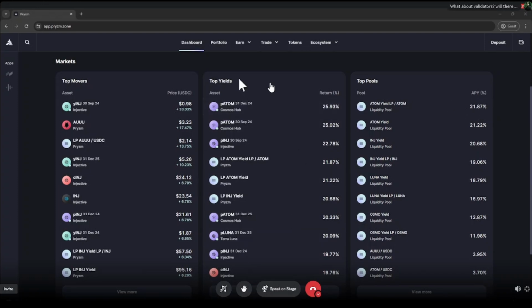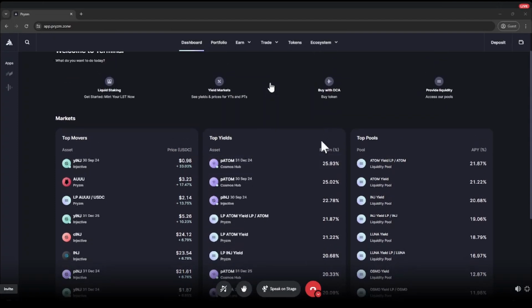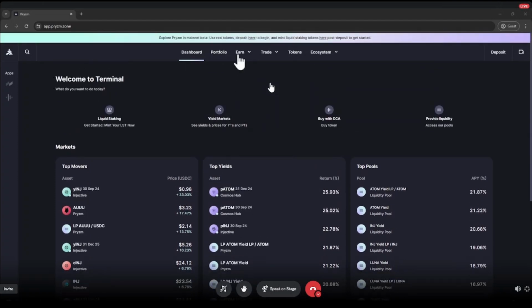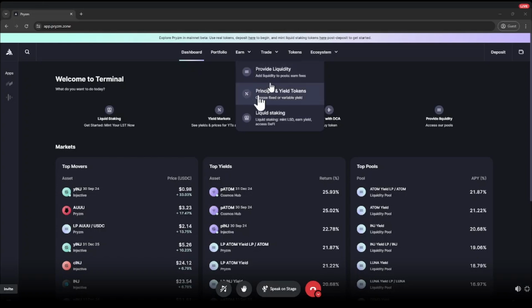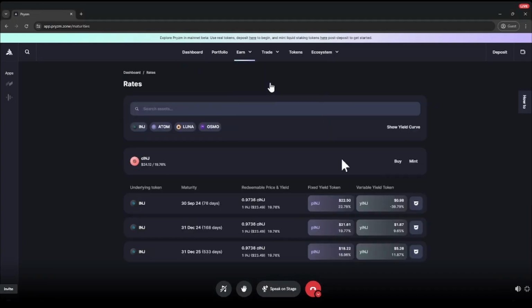And then over here, this is the fun bit. So this is all your top yields. So pATOM DEC24 has a yield of 25.93%. So let's look at what that actually means. If I go here and I go to earn and I go to principal and yield tokens, that's going to take me to this page. I want to look at ATOM, so I click ATOM here.